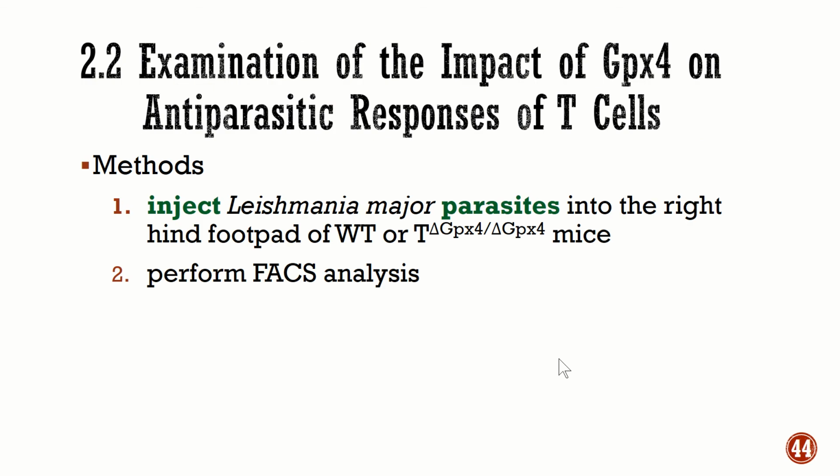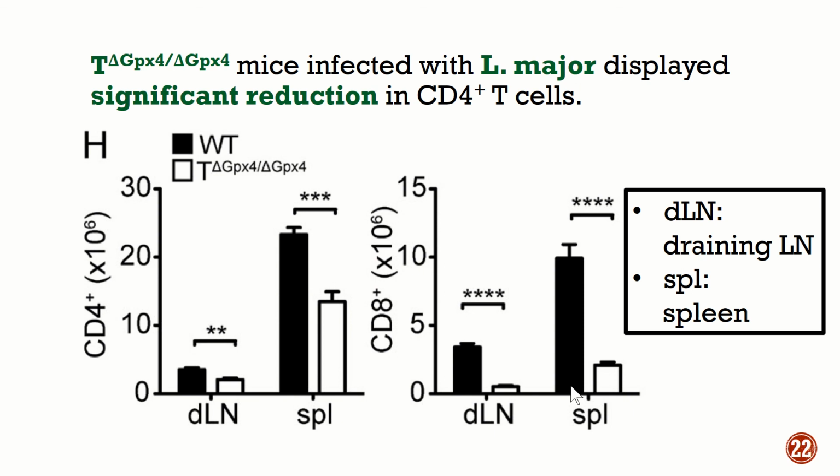Next, the author changed the infection from virus to parasites and did the same experiment. Again, we can see that CD8+ and CD4+ T cells are affected if GPS4 is absent. But in this conclusion, the author only focused on CD4+ T cells, because in parasitic infection mainly CD4+ T cells are involved, not CD8+ T cells.